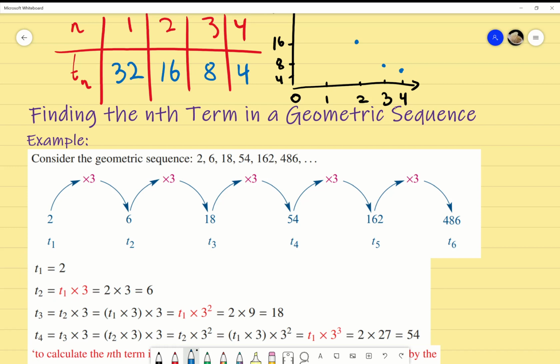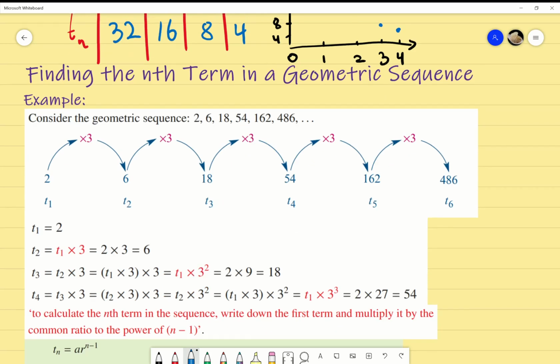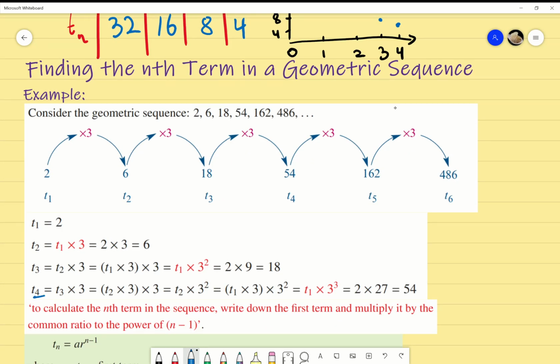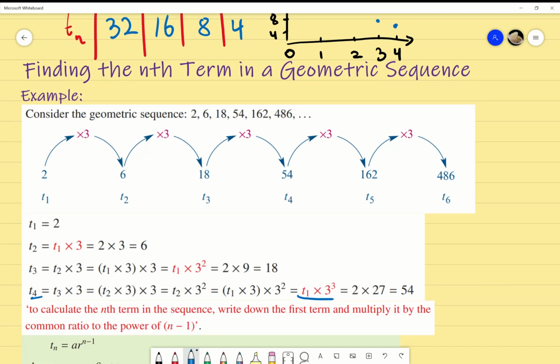I know that T3 is going to be T2 times 3, or T1 times 3 times 3. If I continue, T4 equals 2, and you could say T3 times 3, or we could say T1 times 3 times 3 times 3. We prefer the multiplication way because it gives us a general form of formula.